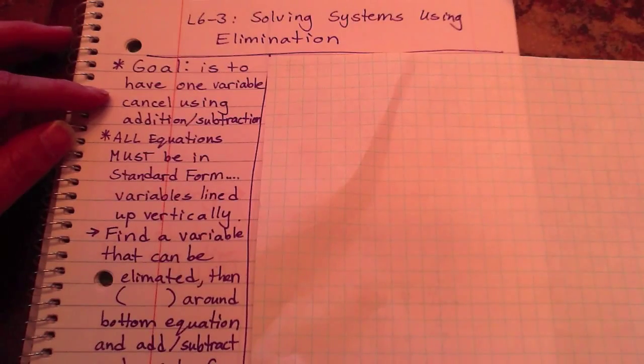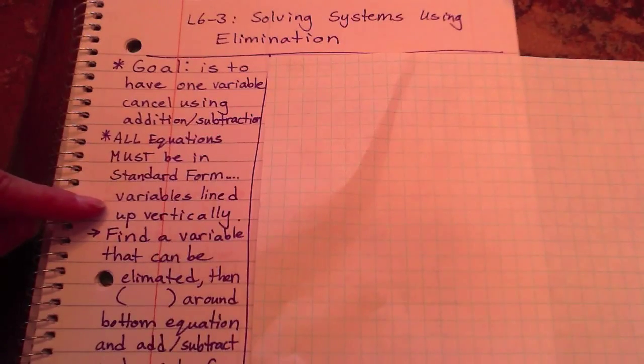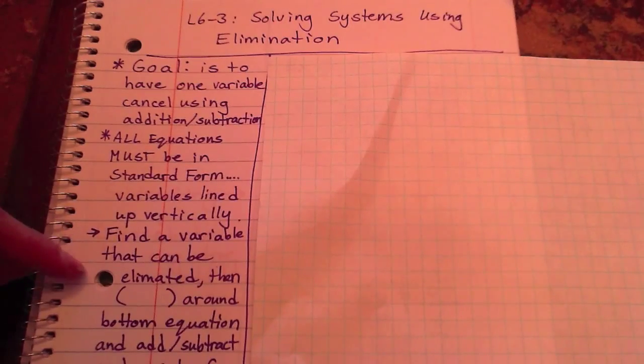Well, this time you're going to try to get one of the variables to cancel by adding or subtracting the two equations together. All equations need to be in standard form, so ax plus by equals c, where x and y are on the same side, and the variables need to be lined up vertically, and I'll show you what that means, but basically you want your x's in each equation lined up, your y's in each equation lined up, and then your numbers that don't have a variable on the other side lined up. You're going to look for a variable that can be eliminated, which I'll show you, and then you're going to put parentheses around that whole equation, whichever one looks like it's the bottom equation. You're going to add an addition sign or a subtraction sign in the front of it.